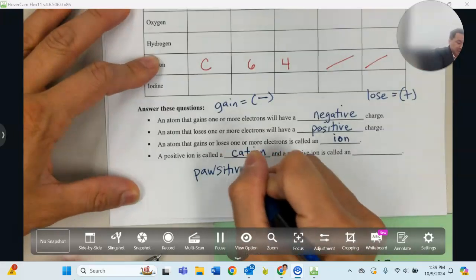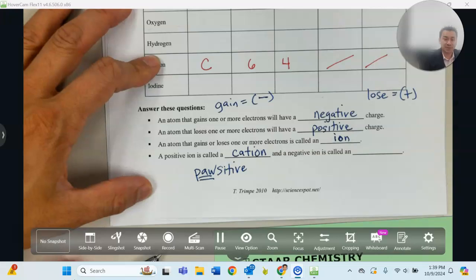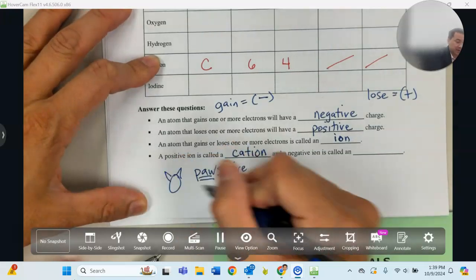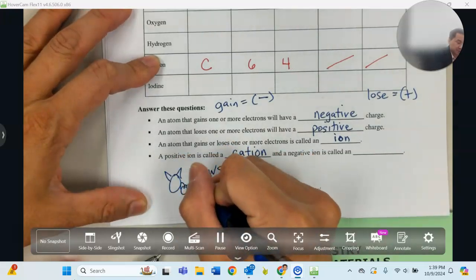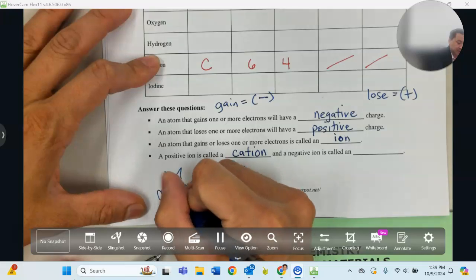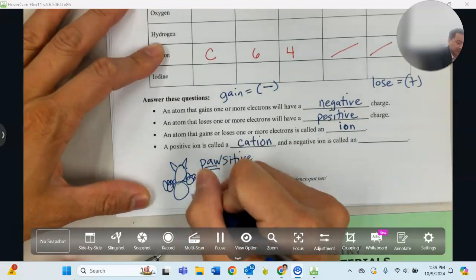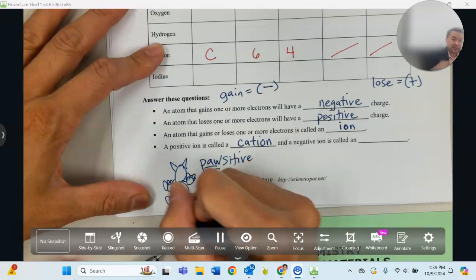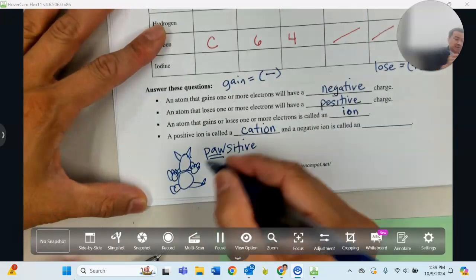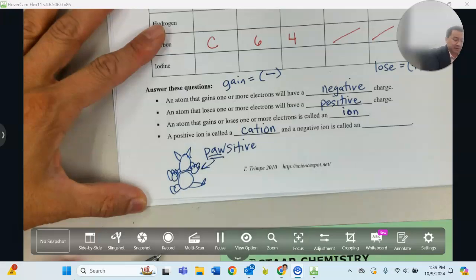Cation is positive, like paws, cats have paws, so it's positive. This is not the correct way to spell it, but it's just for emphasis here, to help you remember, a cat will have paws. How do you draw paws? Like that, something like that. There you go, here's a body, here's a foot. There you go, cat has paws, see? And then a negative ion is called an anion.